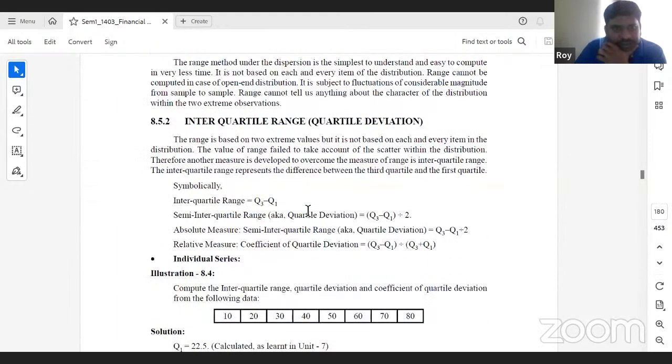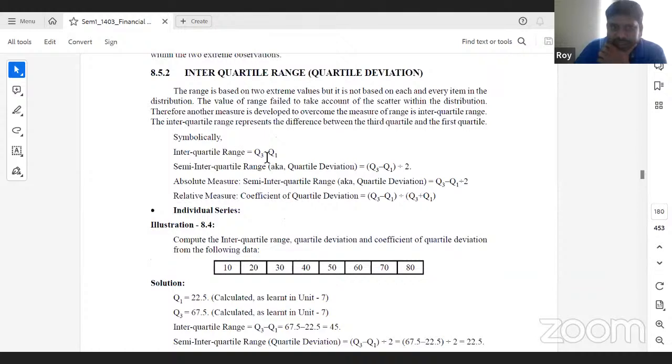Okay, merits: interquartile range and quartile deviation. We also need to understand how to calculate these. Interquartile range means Q3 minus Q1. Semi-interquartile range means Q3 minus Q1 divided by 2. The coefficient of quartile deviation is Q3 minus Q1 divided by Q3 plus Q1.